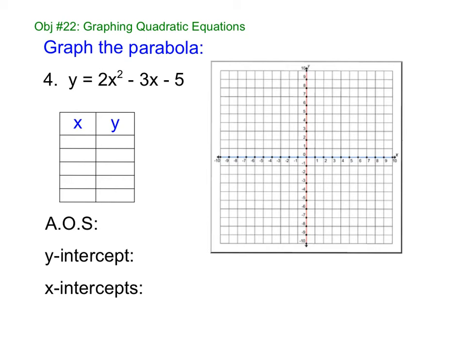All right, so I got my negative b over 2a, negative 3 over 2 times 2. Ooh, 3 over 4. This is not going to be fun. All right, 3 over 4 goes in the middle.